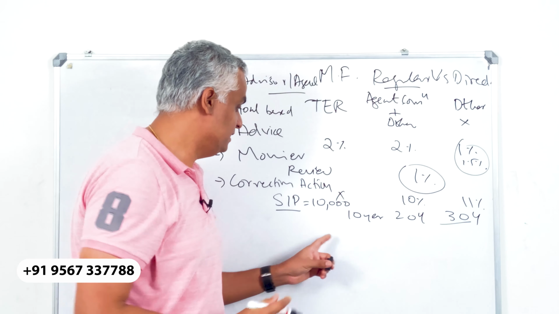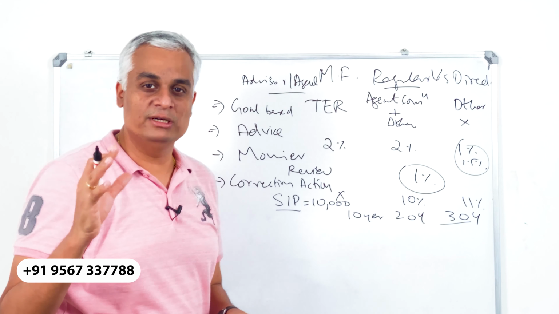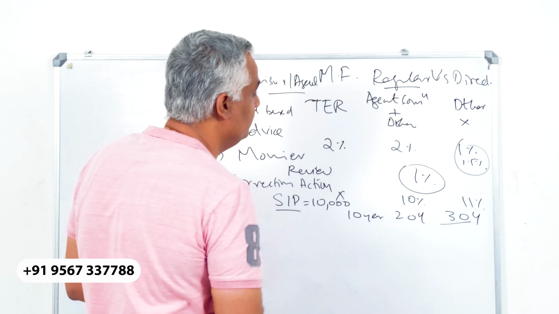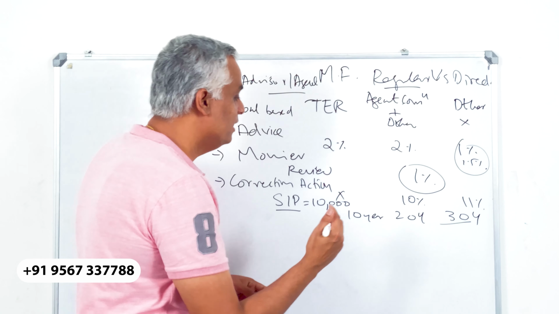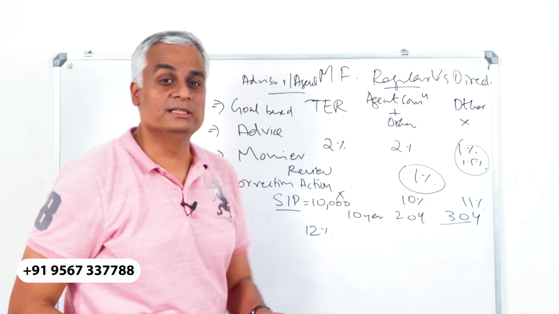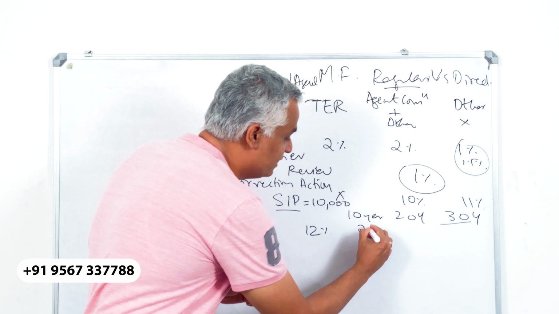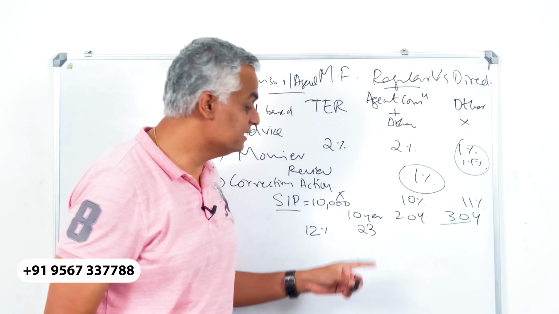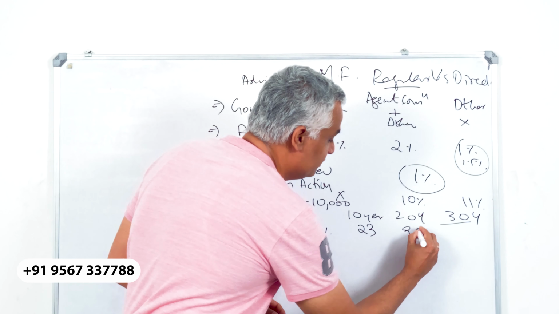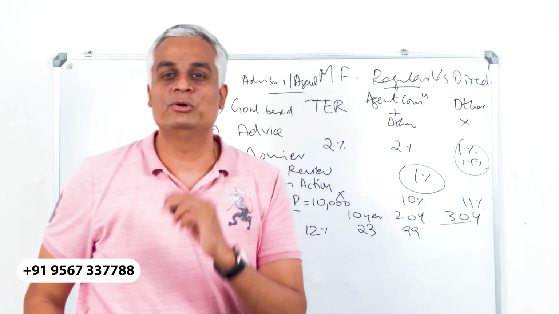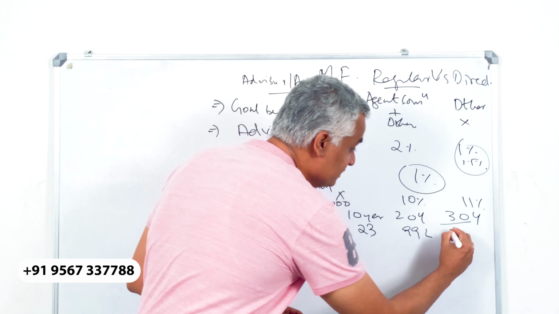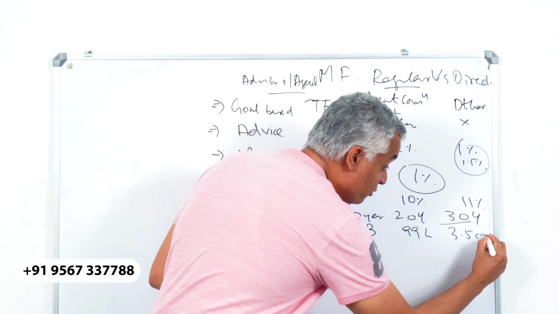This 10 years we are investing. For example, in a regular mode, if you are getting a return of 12 percent, after 10 years we will get about 23 lakh rupees, after 20 years about 99 lakh rupees, and after 30 years about 3.3 crore rupees.